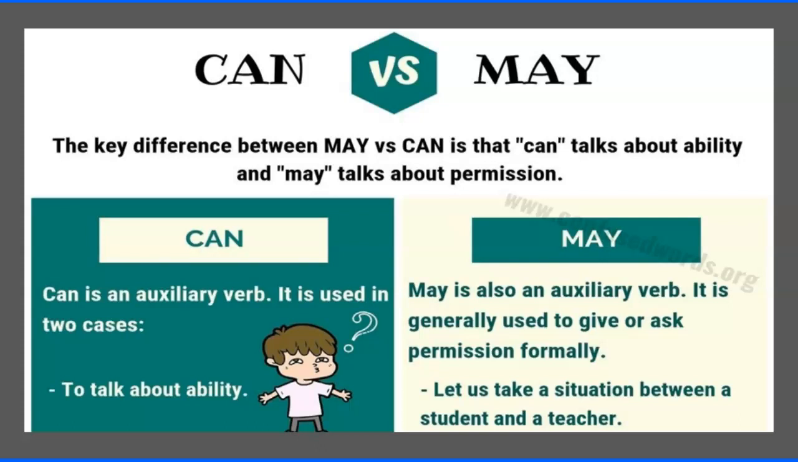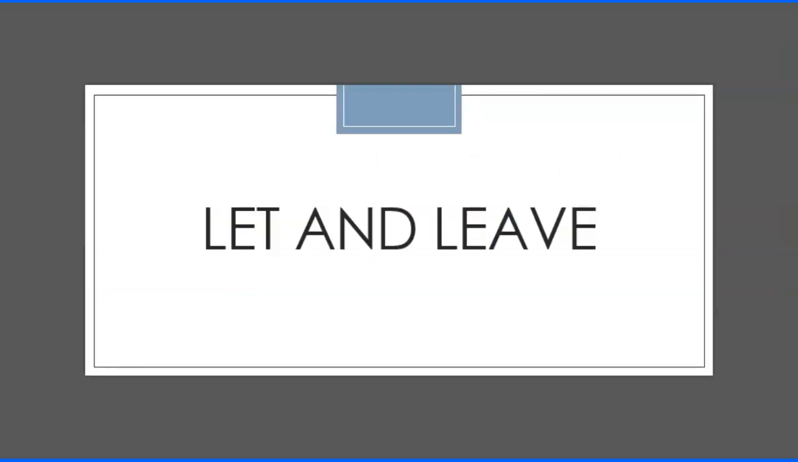So if you look at this example, it is generally used to give or ask permission formally. That's the word may. And can, it just talks about your ability. So see if you can remember those. And then we're going to move on to let and leave. And there's some examples in the book, so we'll look at those.